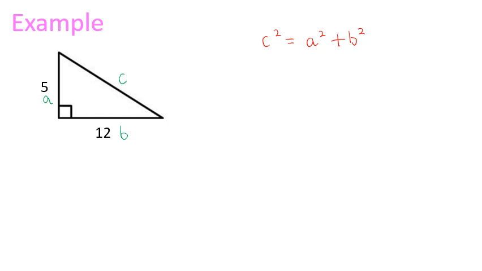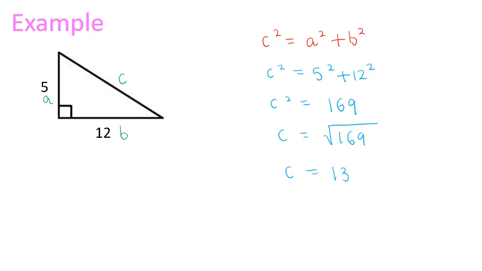The next thing I do is substitute in the values from the triangle. I don't know what c is, I'm trying to figure that out. But a is 5 and b is 12. Next, I put that in the calculator, so I type in 5 squared plus 12 squared, which equals 169. And the last step is I do the square root. So I type in the calculator square root of 169, which equals 13. So the length of C, or the hypotenuse, is 13.